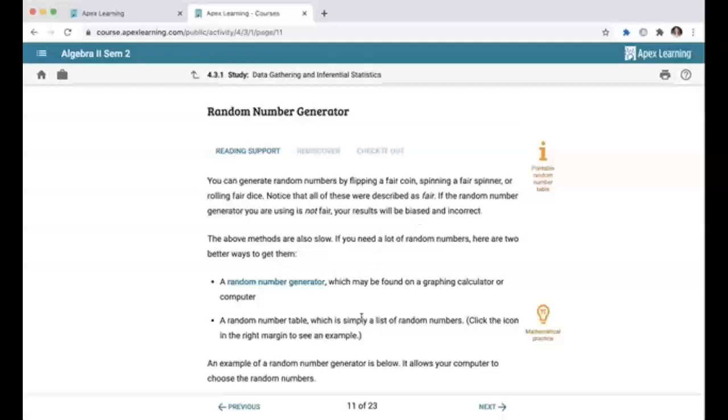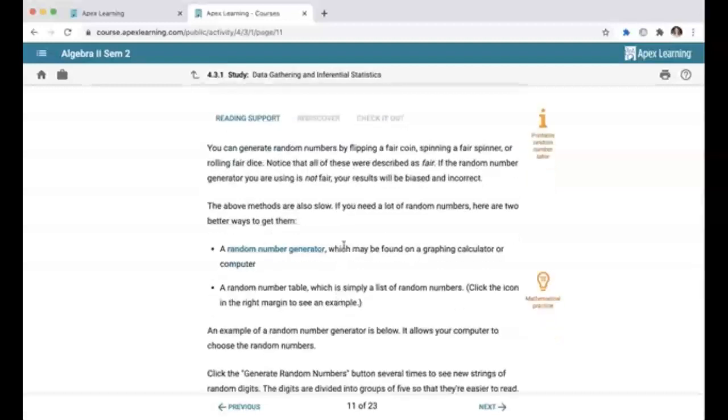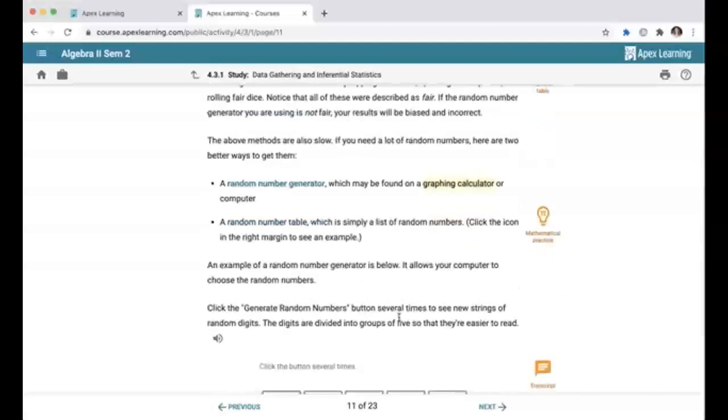So we need a lot of random numbers, and the 2 ways that we can really get them are, 1, this thing called a random number generator. It may be found on a graphing calculator or computer, depending on your level of graphing calculator. Or you can have a random number table, which is simply a list of random numbers.